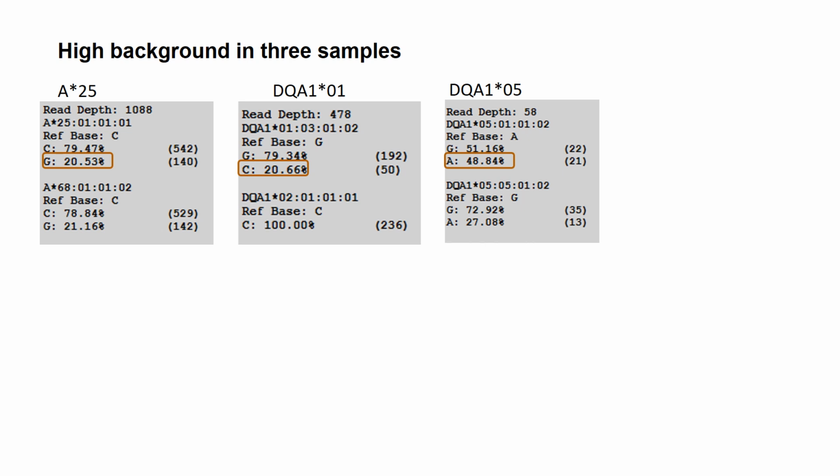For DQA1*01, we also noticed false calls of C slightly above 20%, but you have 192 depth of read for the G, so we can still call the G as the right call. But with DQA1*05, the chance was minimal. It was 50-50, so the software called this as a novel allele. However, we didn't call it as a novel allele because the number of reads was sufficient for that reason.